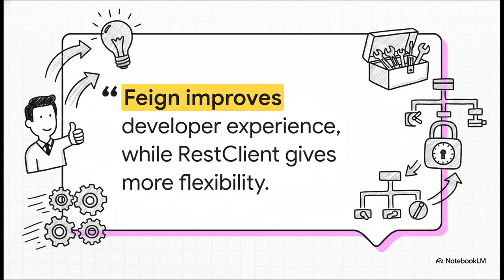And this brilliantly illustrates the core philosophy of these tools, as summarized right here in the source material. Feign improves developer experience, while RestClient gives more flexibility. This is the fundamental trade-off every developer has to weigh when designing their microservices architecture. Do you want an incredibly fast, clean coding experience, or do you need deep, customized control over the HTTP request?